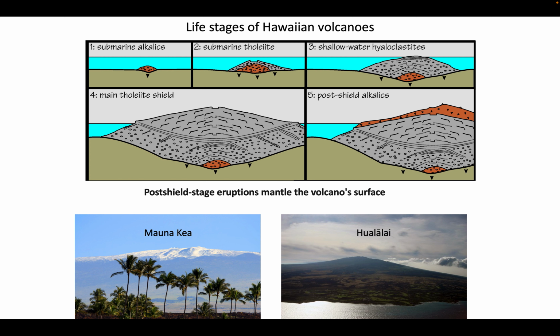Post-shield stage eruptions are the next stage, shown here by number 5. And this stage really just caps the volcano with lavas, but these rocks form only a small part of the total volume of the volcano. Not all Hawaiian volcanoes go through this stage. For example, the Ko'olau volcano on Oahu and Lanai volcano did not, whereas other volcanoes have erupted thick post-shield lava sequences. For example, the Waianae volcano on Oahu and Mauna Kea volcano on Hawaii Island.